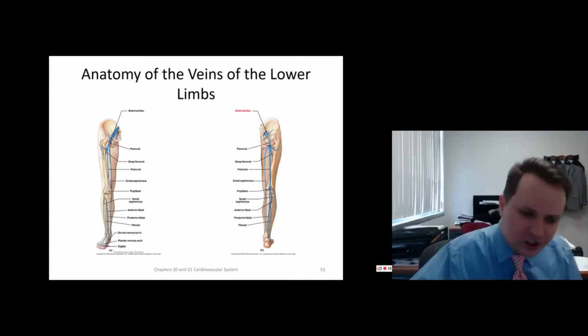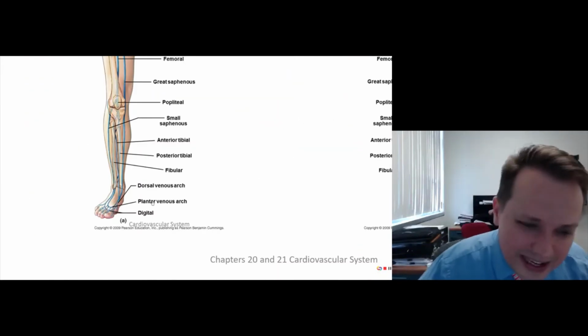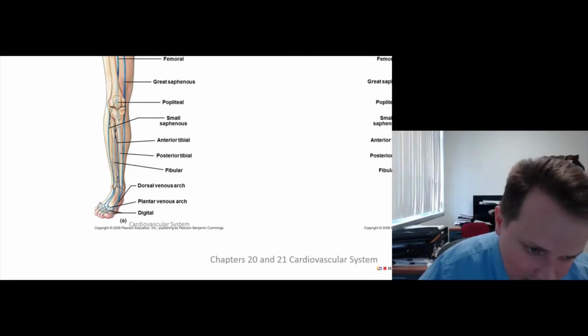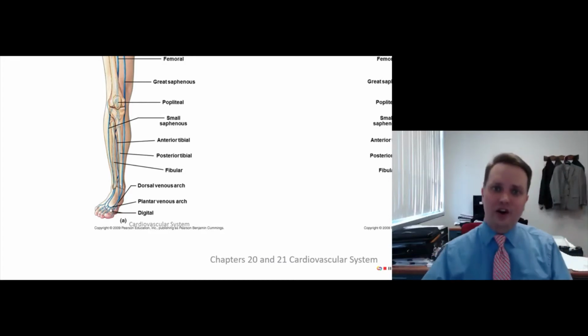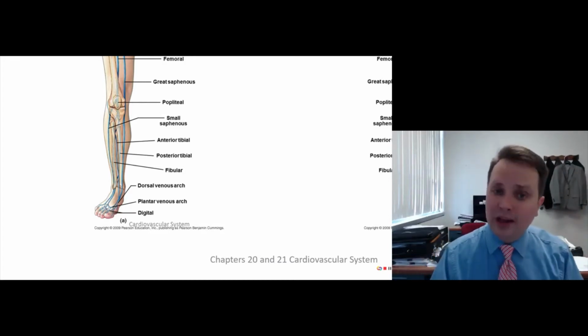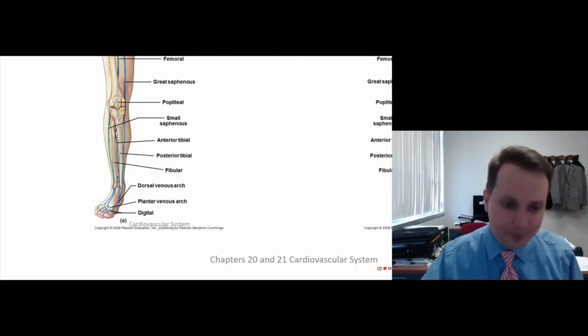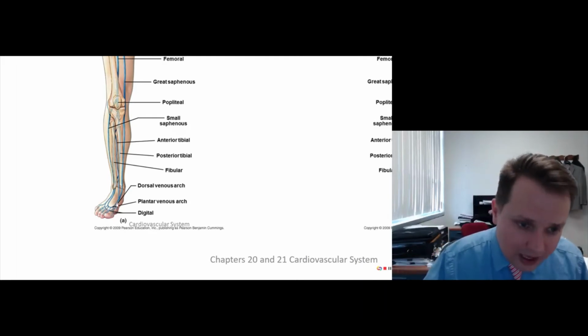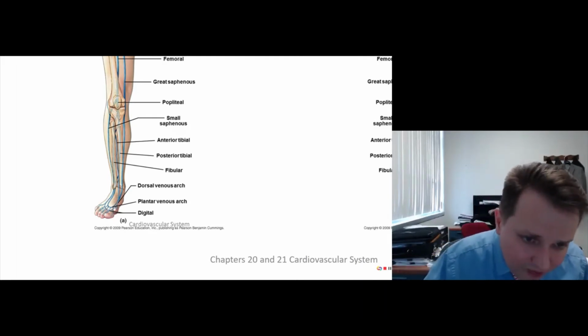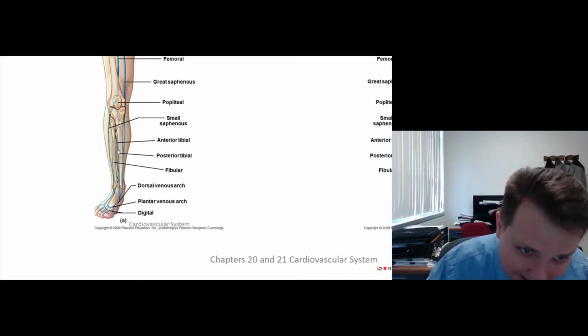So as we start at the toes, we have digital veins that unite to come in and attach themselves to plantar and dorsal venous arches. Now, I am not going to put plantar or dorsal venous arches on this exam. It is too difficult to tell when I make the diagrams. Now, as this blood comes up, one of the veins you can produce is called the anterior tibial. It starts on the front of the leg, passes between the fibula and the tibia, and goes behind it.